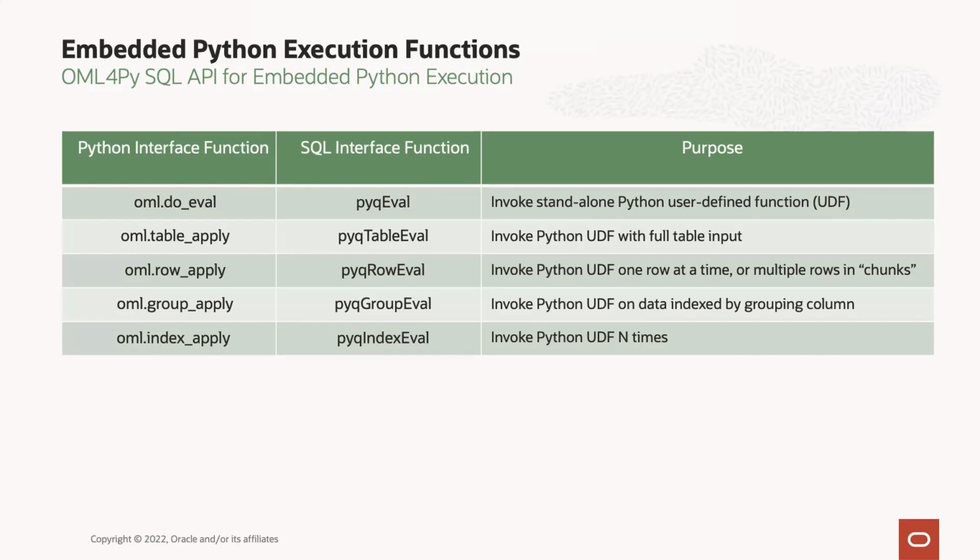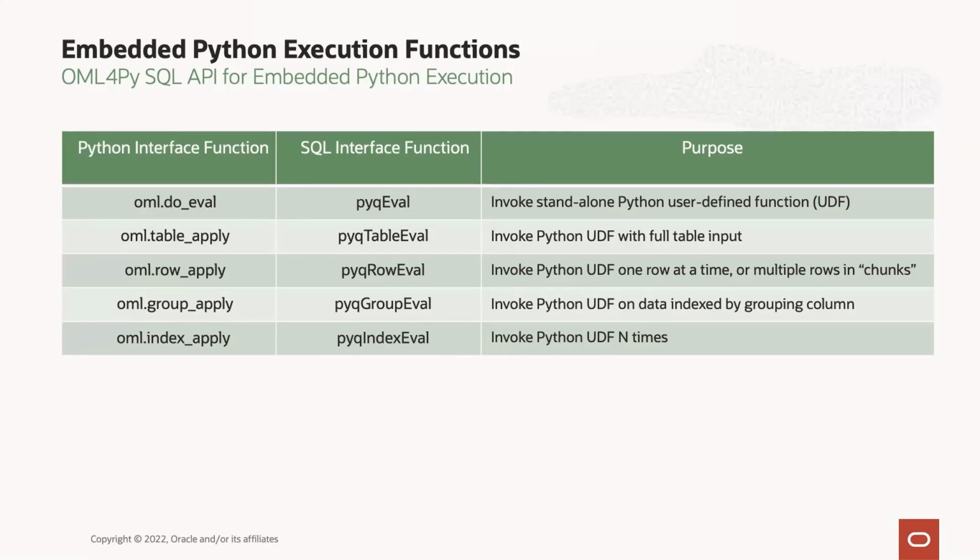On the other hand, the functions in the next three rows can take advantage of parallelism. OML.rowApply and PyQRowEval can invoke the specified UDF one row at a time, for example, if the function is compute intensive, or more commonly, multiple rows at a time, otherwise known as chunks. Using this function in a single Python engine limits the amount of memory consumed when processing the overall dataset, but enabling parallelism with multiple concurrently running Python engines can reduce elapsed compute time. This is often used for scoring.